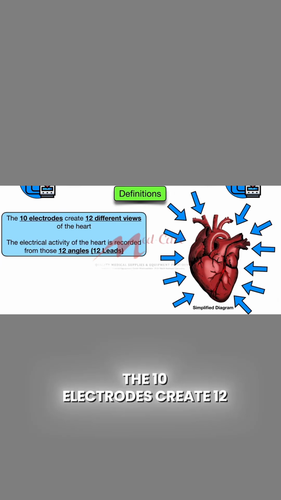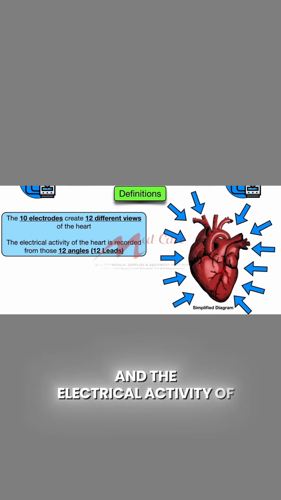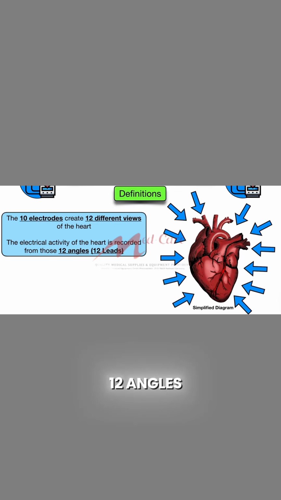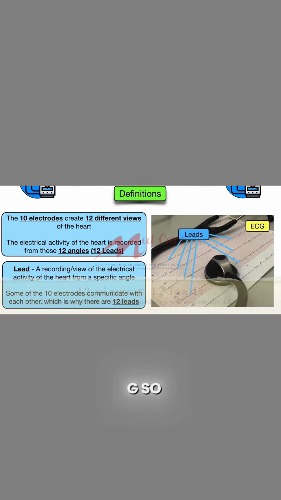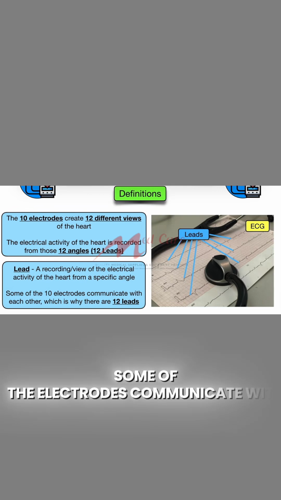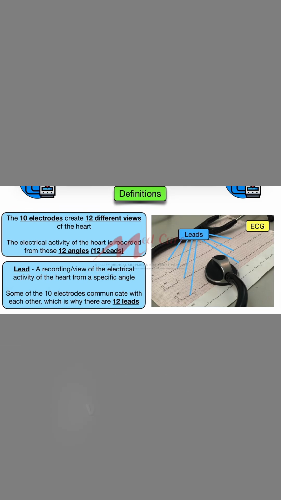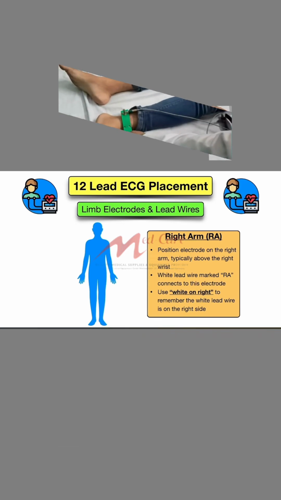The 10 electrodes create 12 different views of the heart, and the electrical activity of the heart is recorded from those 12 angles. These 12 views of the heart are the 12 leads you see on the ECG. So a lead is a recording or view of the electrical activity of the heart from the angle of that particular electrode. Some of the electrodes communicate with each other, which is why there are 12 different views or leads from only 10 electrodes. These are the ones that go on the extremities, and there are 4 of them.